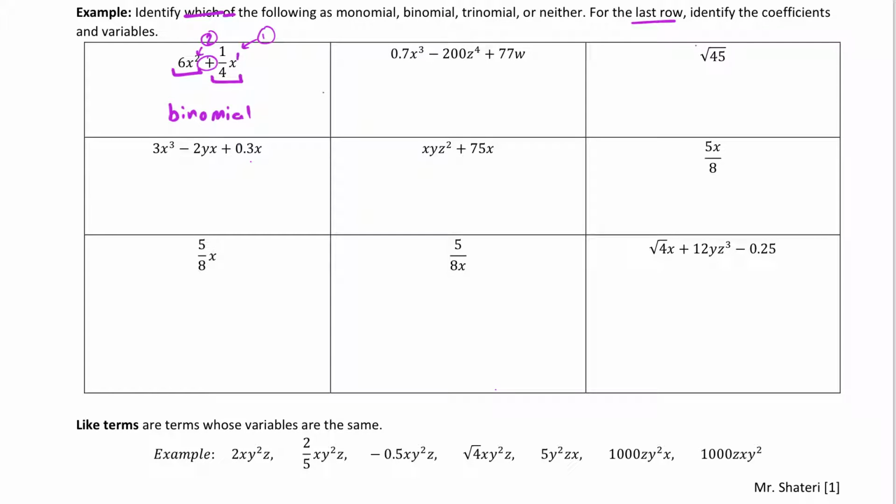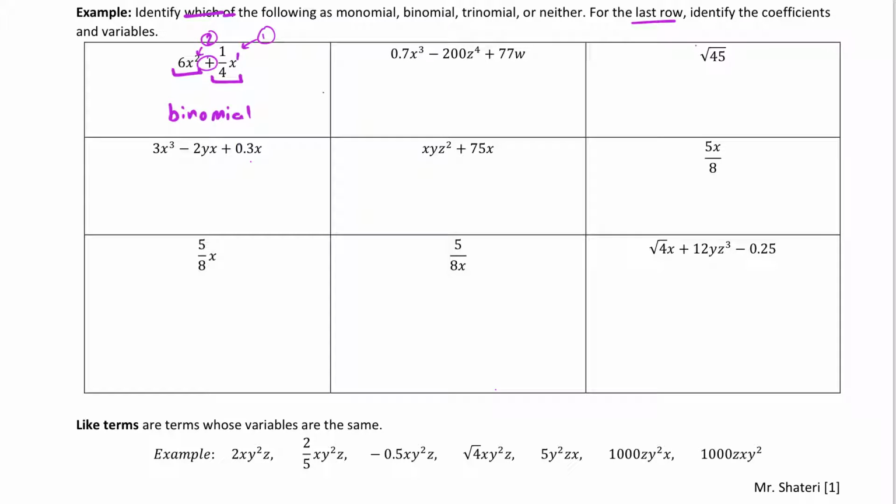The next one, first things first, to check if it's a polynomial, I have to make sure that all the variables have exponents which are whole numbers. So here I have an exponent of 3, that's a whole number. I have 4 here, that's a whole number. And here I don't have anything, which means it's a 1, and that's also a whole number. So we know that much. I'm going to erase this for now.